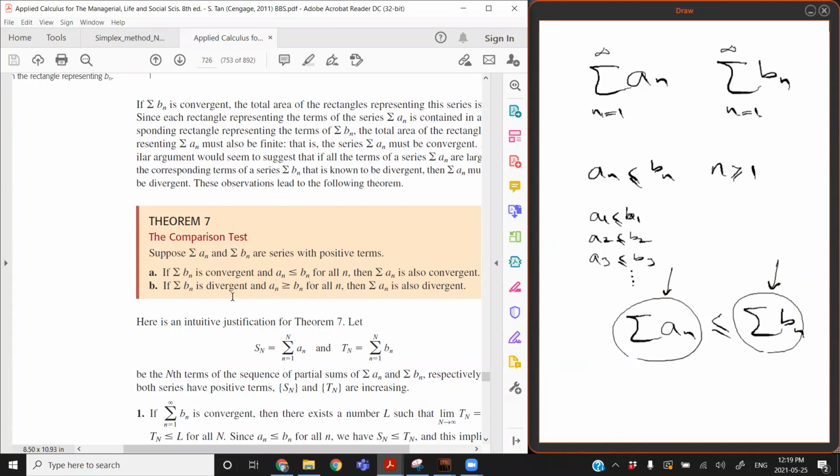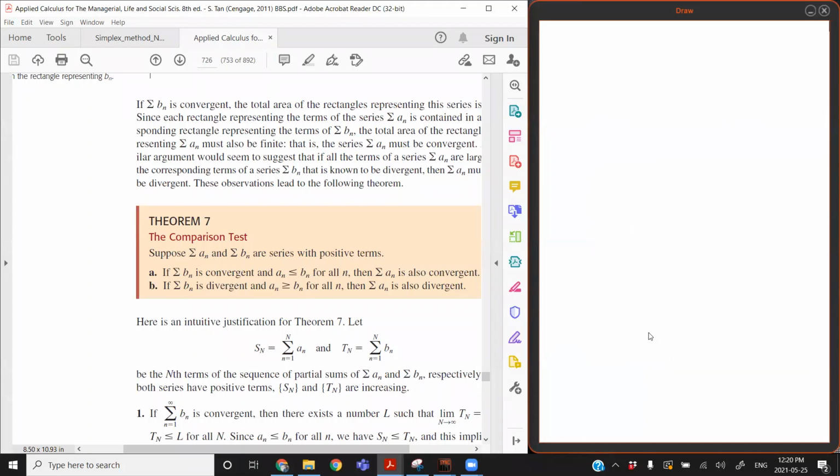And if sigma Bn is divergent and An is greater than or equal to Bn for all n, then sigma An is also divergent. The way that I have stated it is a little different because I'm assuming that An is less than or equal to Bn, and I think it's easier to understand. I would say that if sigma An is infinity, then so is this one. Now notice that in this situation, there are two conclusions, and there are two other things that can happen which would be inconclusive. So I'm going to explain that.